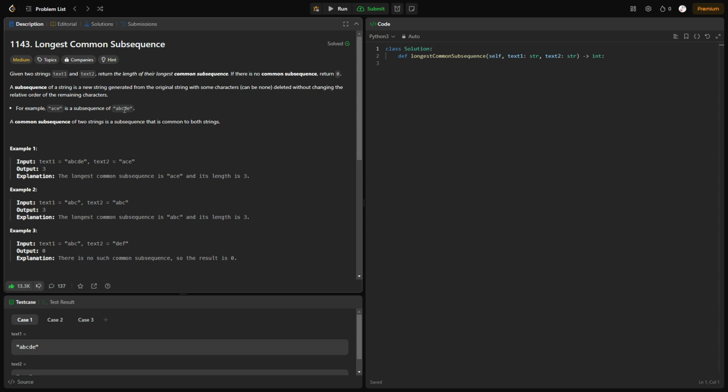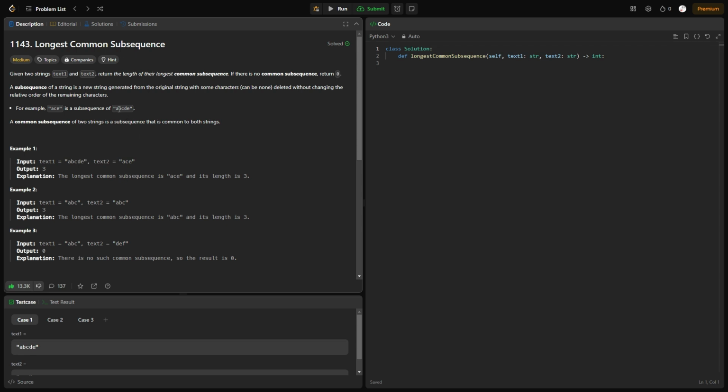So notice that we don't have to have the subsequence be consecutive inside the previous word, because A, C, and E are previously not consecutive, but we removed D to be left with A, C, E. So a common subsequence of two strings is a subsequence that is common to both strings. So the subsequence has to appear in both strings.